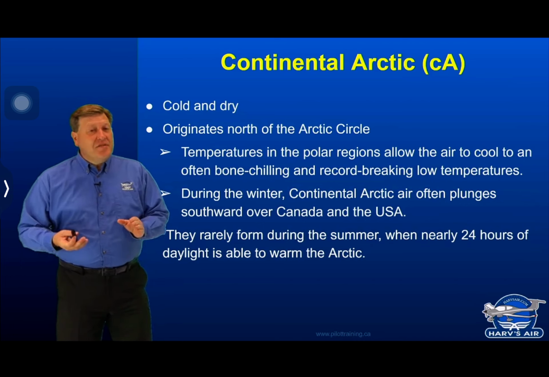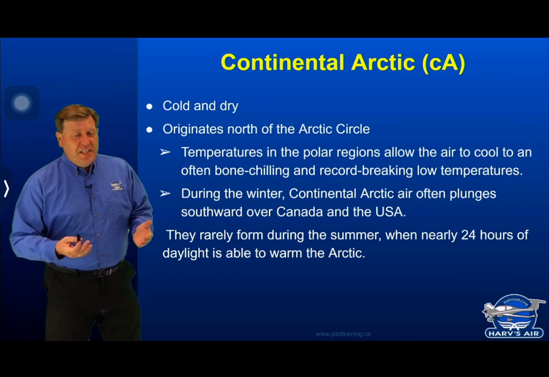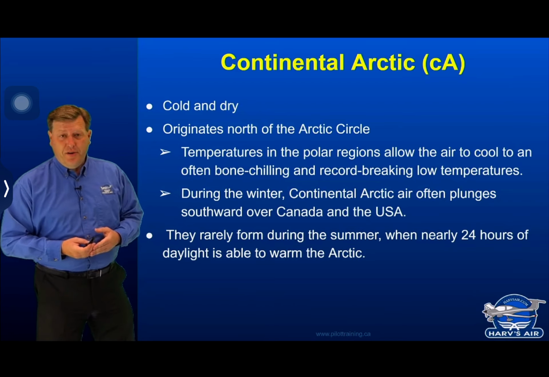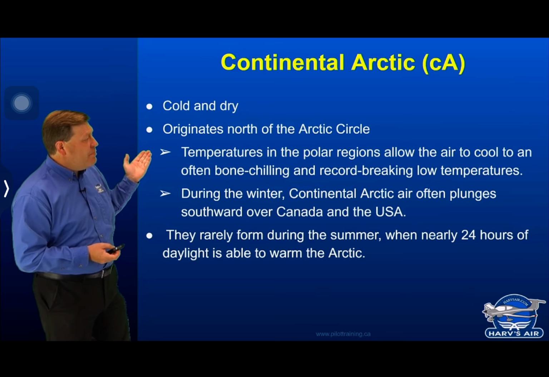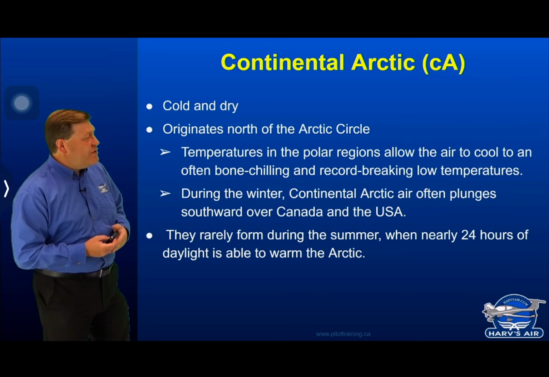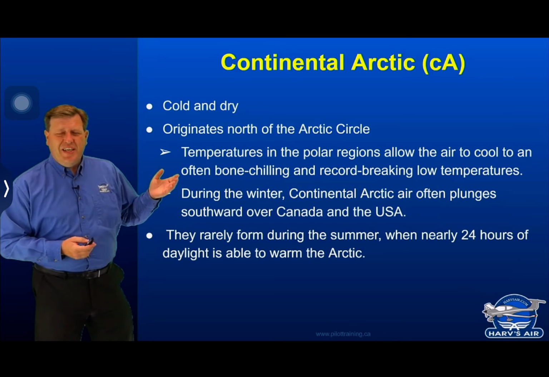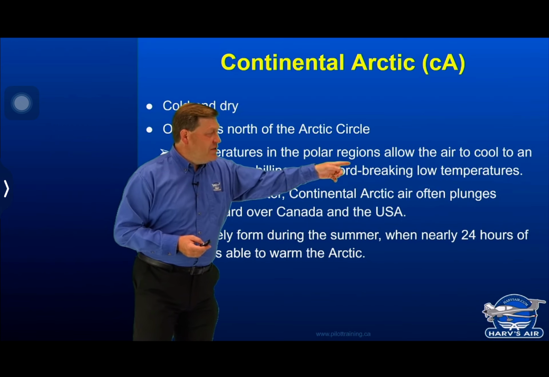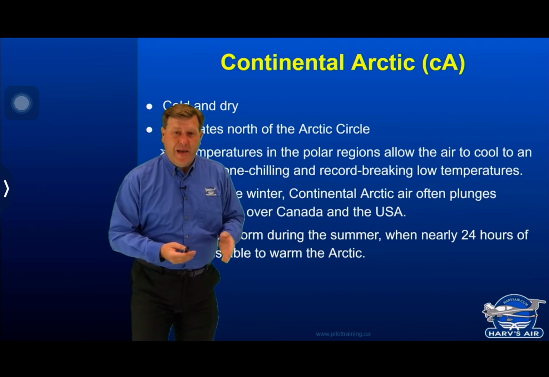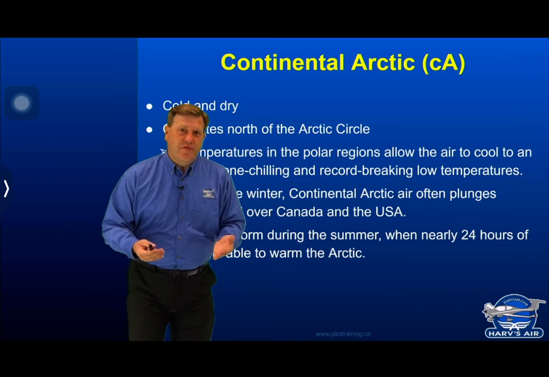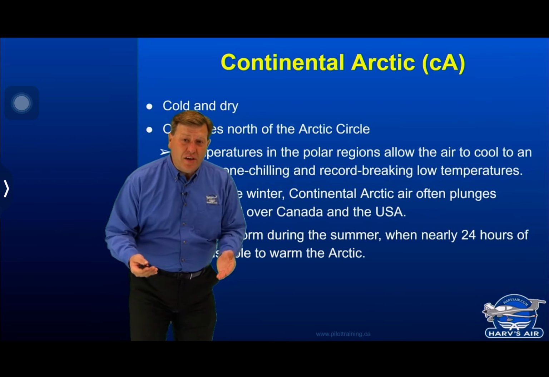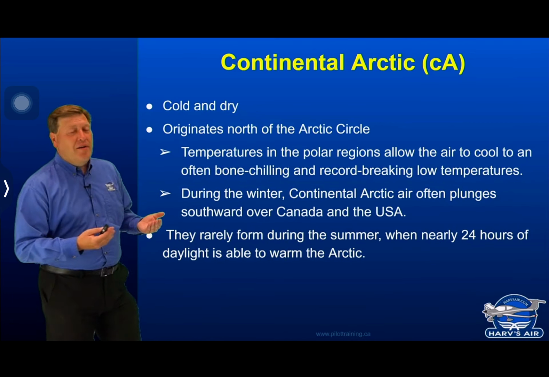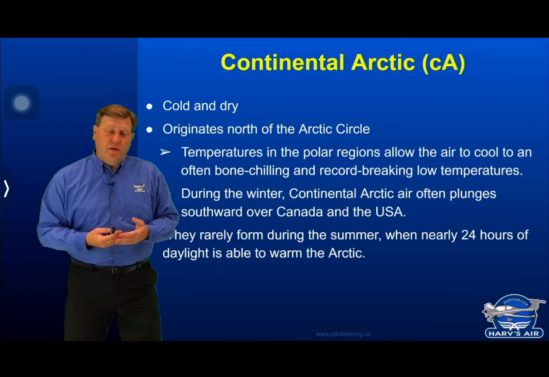So let's look at each of these air masses in a little bit more detail individually. First off, we have the continental Arctic. Remember, cold and dry. These originate north of the Arctic Circle. Of course, temperatures, and here's where it's confusing sometimes, because we just said temperatures in the polar regions, but we said there's also polar air masses, but the air masses that form in the high north are actually called Arctic air masses. Temperatures in the polar regions allow the air to cool to often bone-chilling and record-breaking low temperatures.